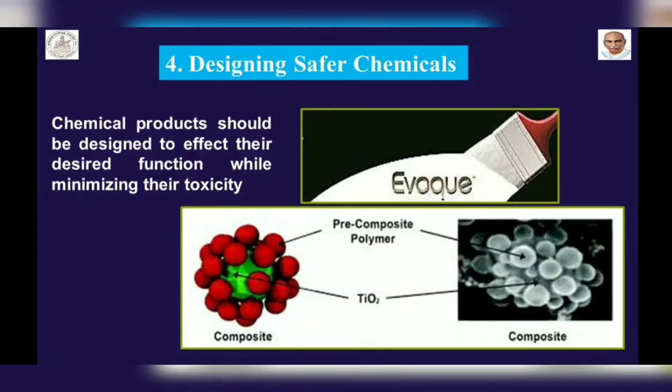The fourth one is designing safer chemicals. Chemical products should be designed to affect their desired function while minimizing their toxicity. For example, titanium dioxide is commonly used as a paint pigment because of its ability to scatter and reflect incident light. The disadvantage of titanium dioxide is its high expense and high energy content. These disadvantages can be overcome by using titanium dioxide along with Evoque polymers. Evoque polymers provide improved coverage at lower titanium dioxide levels.